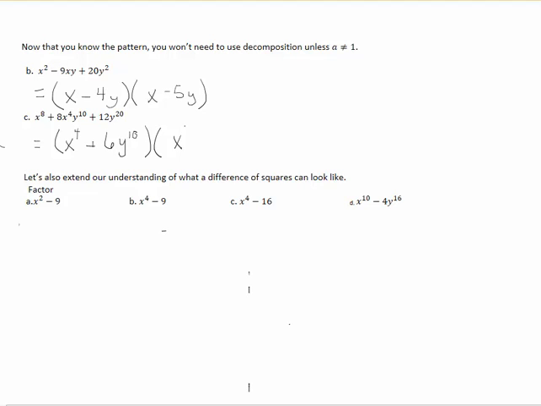6 times 2 equals 12, and 6 plus 2 equals 8. I'll just make that a little bit neater there. Let me just clean that up. And that question there is now fully factored.